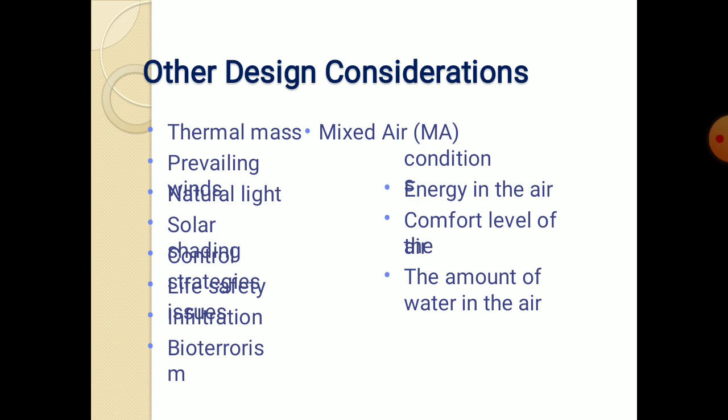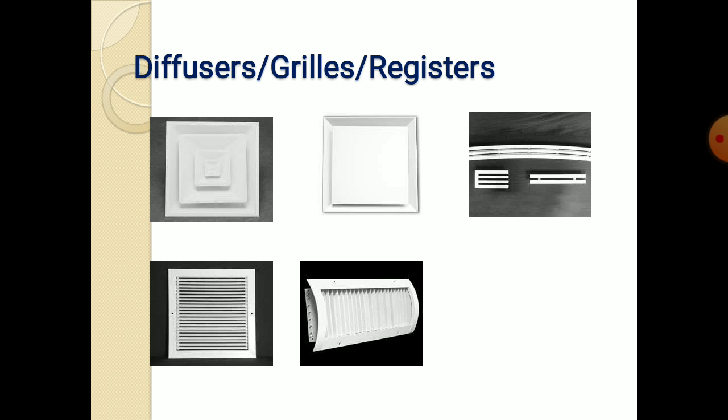Other design considerations: thermal mass, mixed air, energy in the air prevailing, the amount of water in the air, that is we call it as moisture. These parameters have to be considered. So these are the different diffusers, grills or registers. These are some photographs of different diffusers, grills or registers.